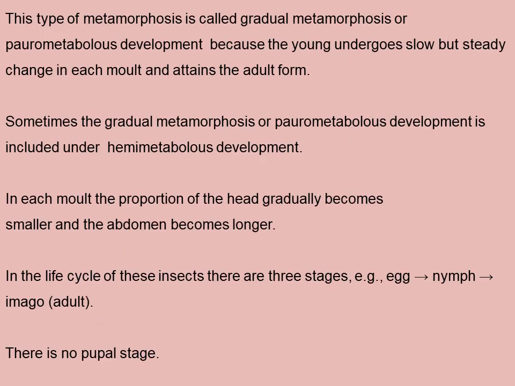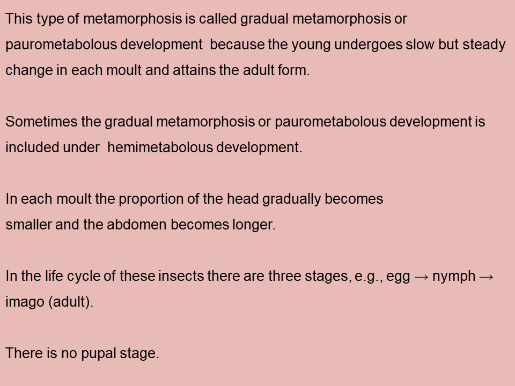This type of metamorphosis is called gradual metamorphosis or paurometabolous development because the young undergoes a slow but steady change in each moult and attains the adult form. Sometimes the gradual metamorphosis is included under hemimetabolous development.